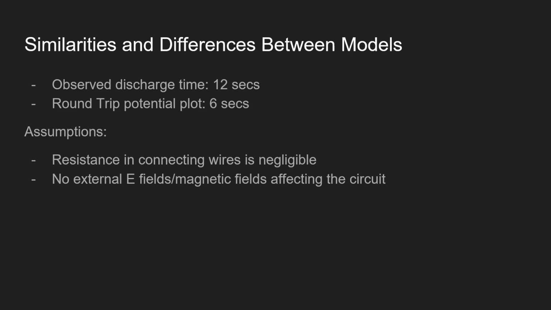Similarities and differences: the observed discharge time was 12 seconds, but on the plot it was 6 seconds, because we assumed there to be no resistance in the connecting wires, which isn't really true, and no external E fields or magnetic fields that affect the circuit.